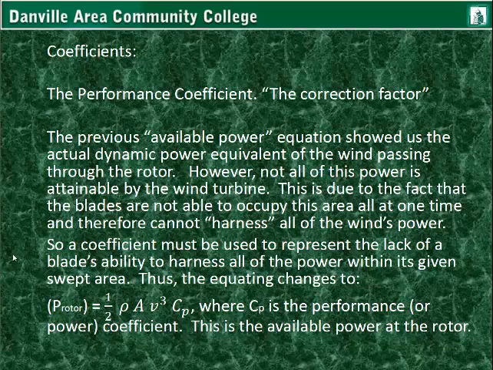So a coefficient must be used to represent the lack of a blade's ability to harness all of the power within its given swept area. So the coefficient is like the correction factor. It shows the efficiency of the wind turbine rotor. So the equation changes to power at the rotor, rather than power available, is equal to 1/2 rho A V cubed C subscript P, where C subscript P is the performance or power coefficient of the turbine rotor. And this would be the available power at the rotor rather than the available power of the wind.